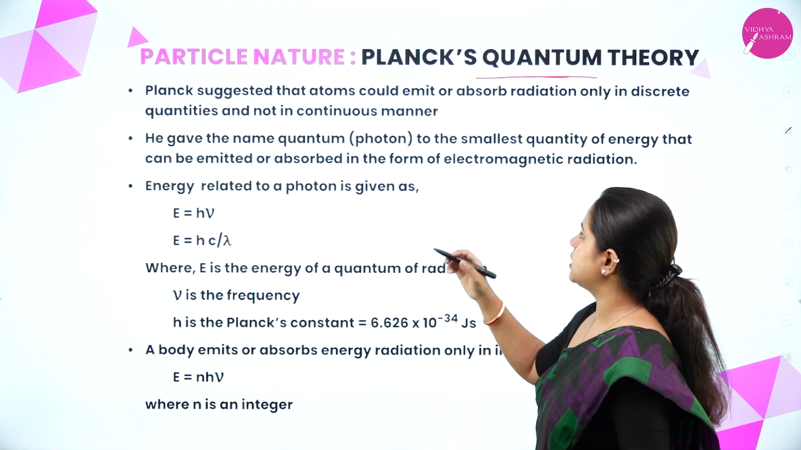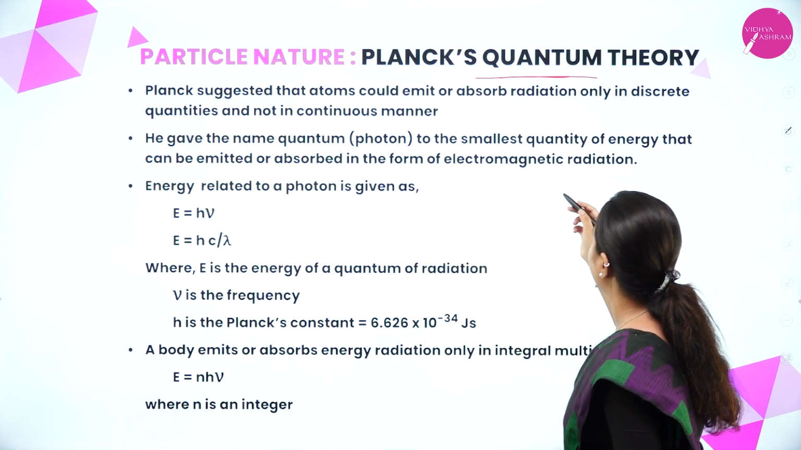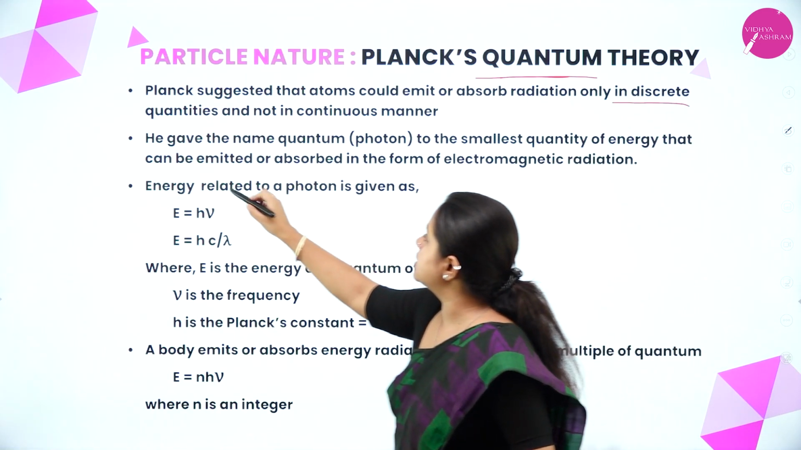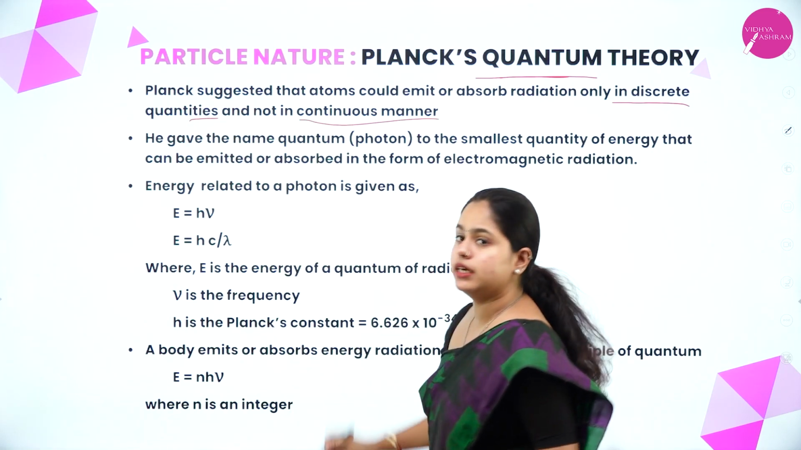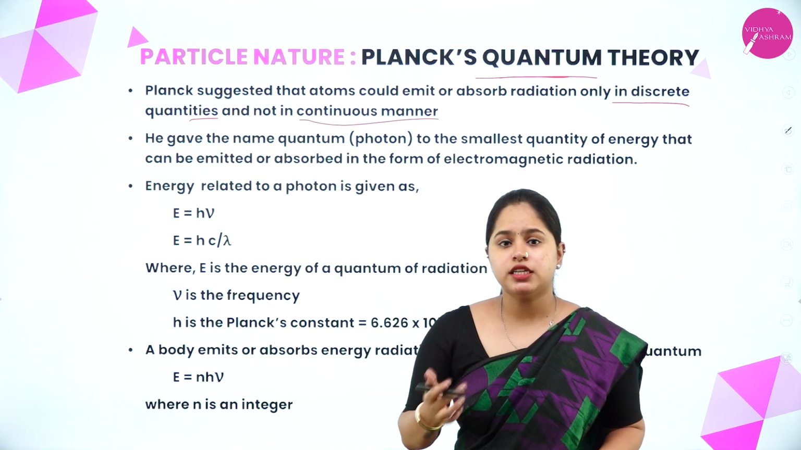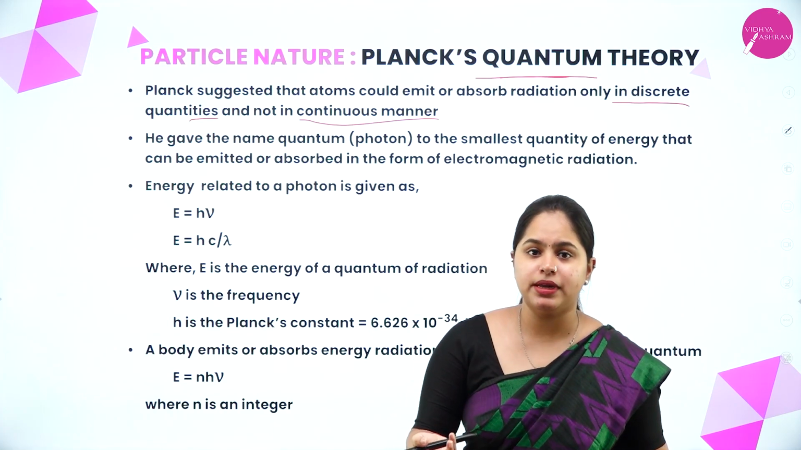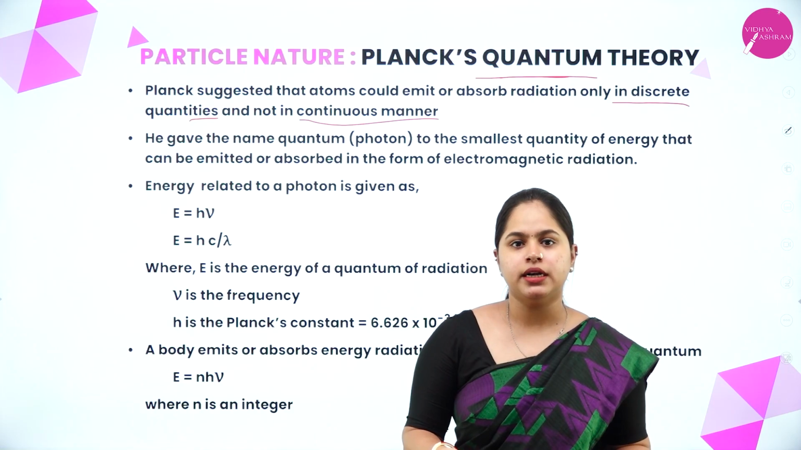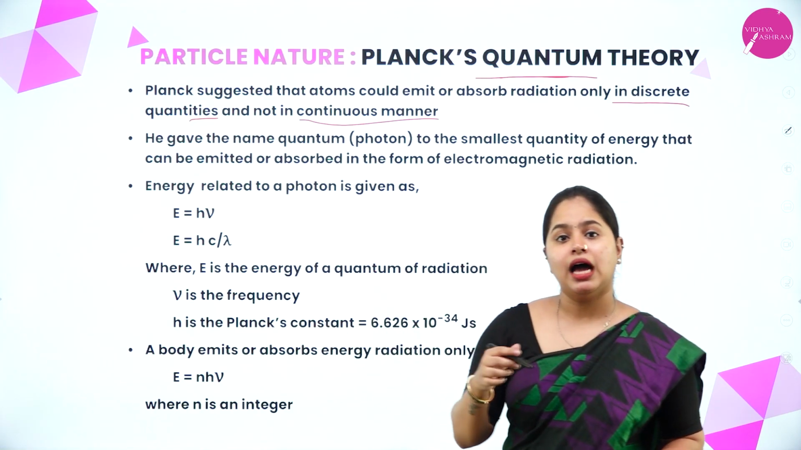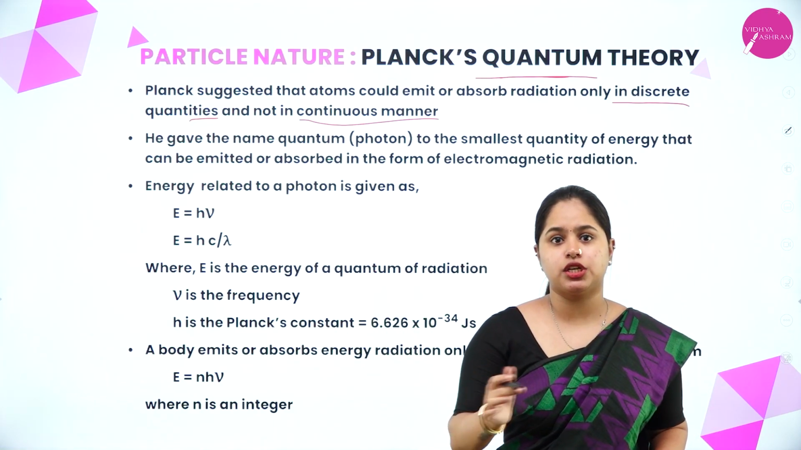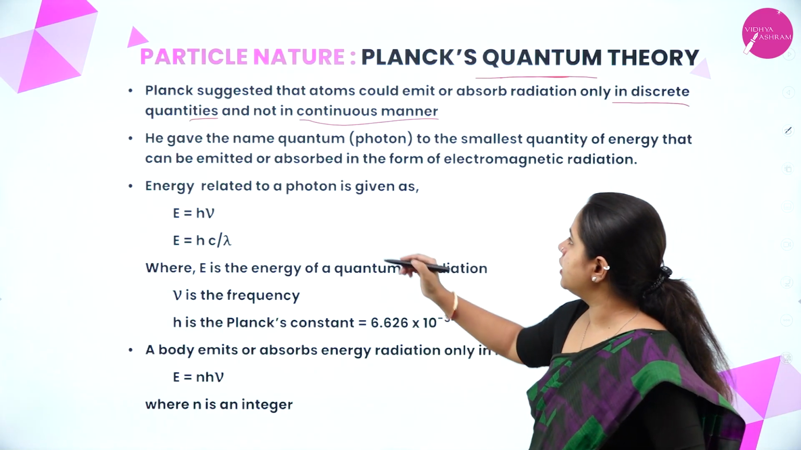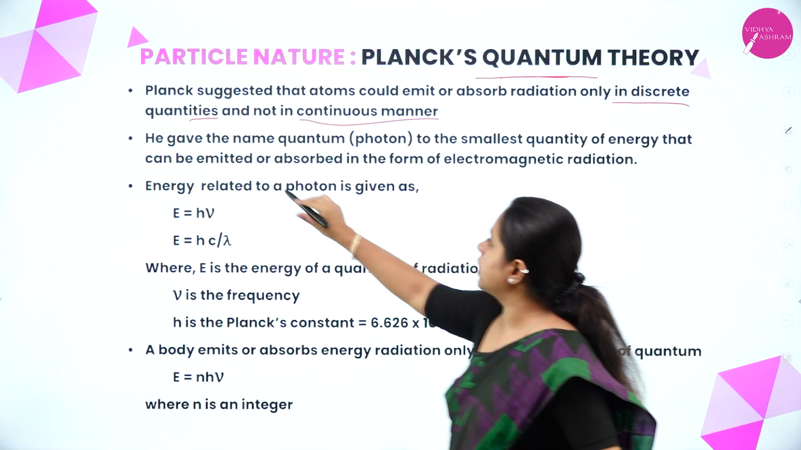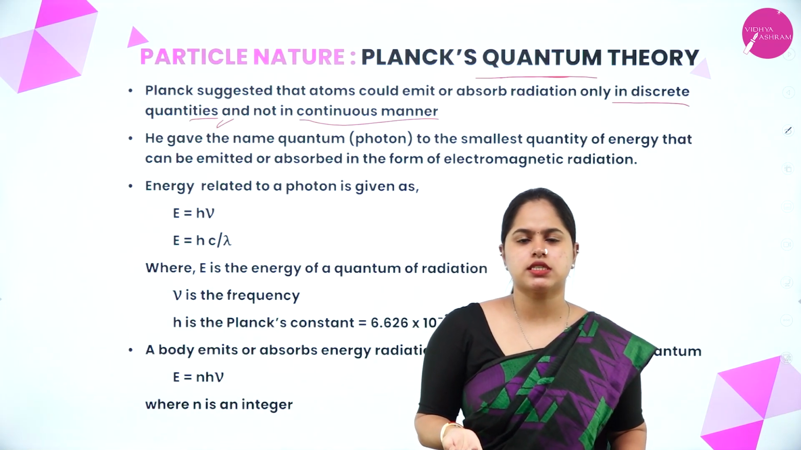Planck suggested that atoms could emit or absorb radiation only in discrete quantities and not in a continuous manner. We understood till now that atoms emit radiations in the form of electromagnetic radiations. But what Planck suggested is that atoms do not emit these radiations continuously. They emit radiations only in discrete quantities. So, what are these discrete quantities?